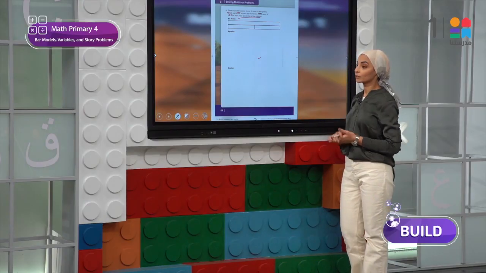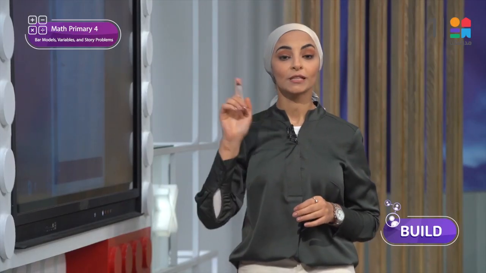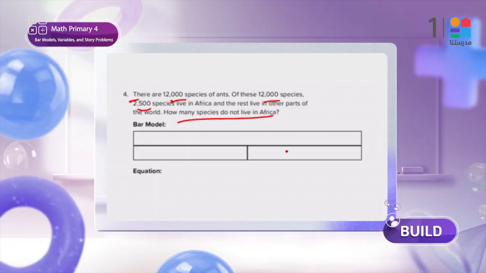Yes, here's the bar model. So we need to calculate the number of species that don't live in Africa. This is the second unknown part, right? We can label it with letter K. Who can tell me the whole number?